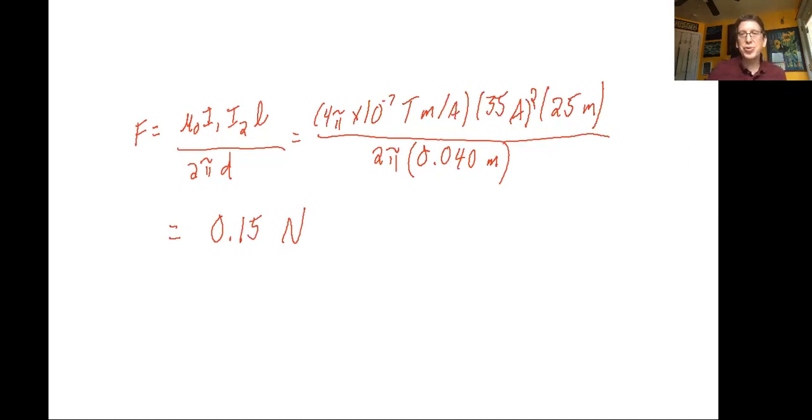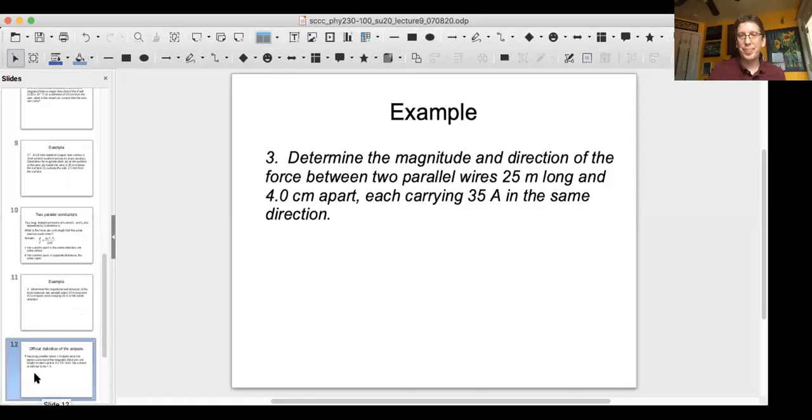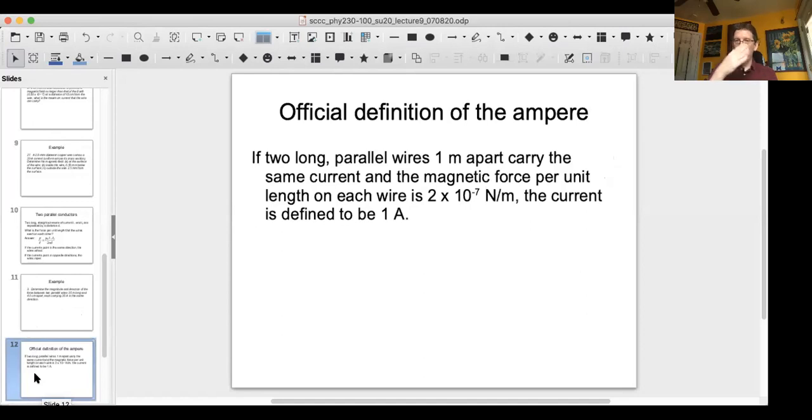And that brings us to something I've been hinting at all semester, and that's the definition of the ampere. The official definition of the ampere, from which all the other units and epsilon naught, mu naught, all the electrical and magnetic constants are ultimately derived, comes from this. If 2 long parallel wires 1 meter apart carry the same current, and the magnetic force per unit length on each wire is 2 times 10 to the negative 7 newtons per meter, the current is defined to be 1 ampere. And so that's how you define the unit of current.